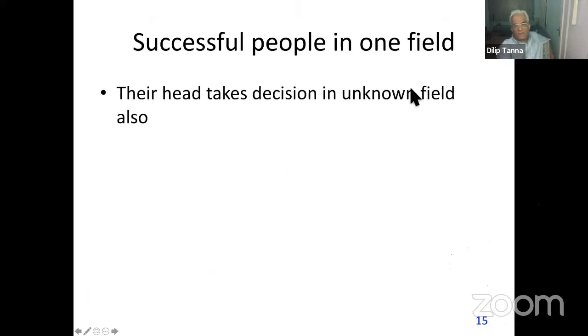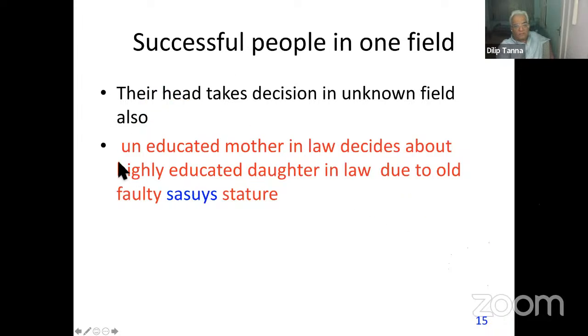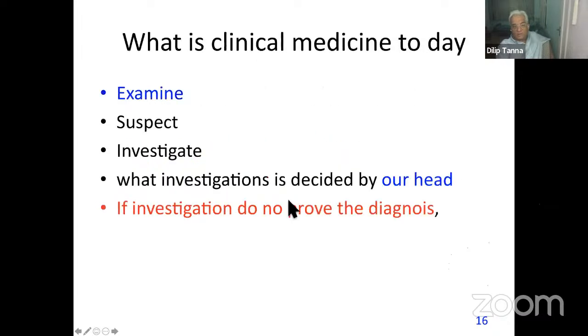Successful people in one field. This is my very bad experience. Successful people in one field, their head takes decisions in an unknown field also. An uneducated mother-in-law decides about a highly educated daughter-in-law due to an old faulty sasu stature. This we have seen happening again and again.